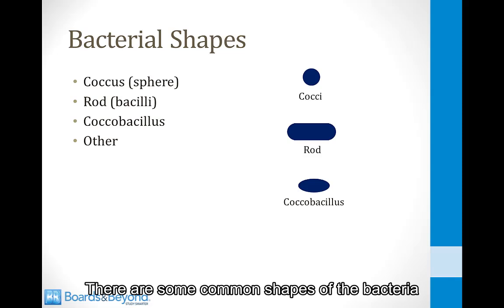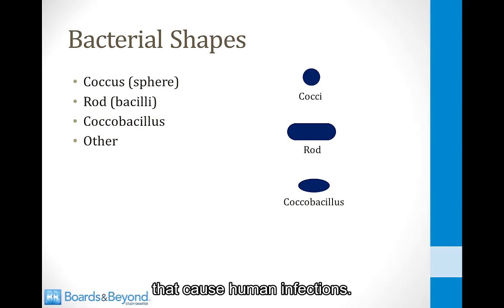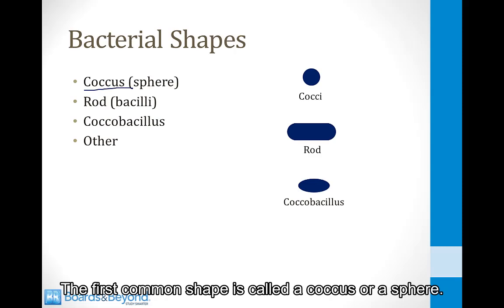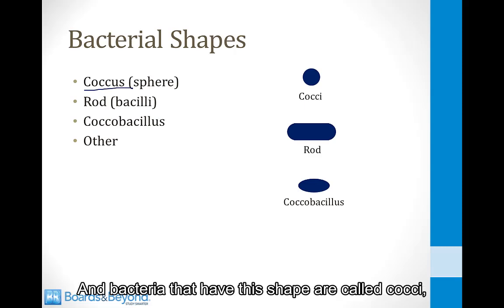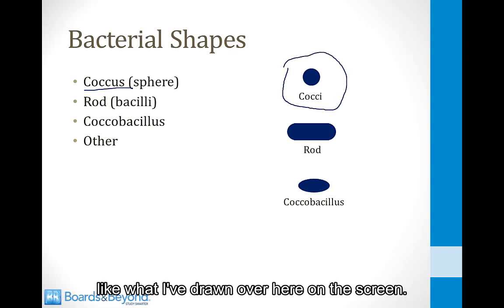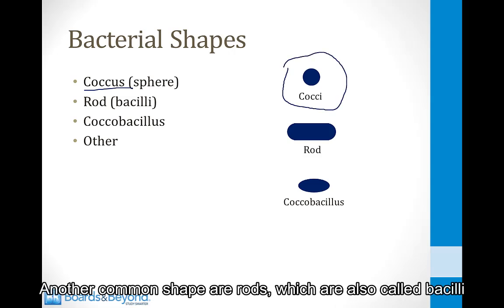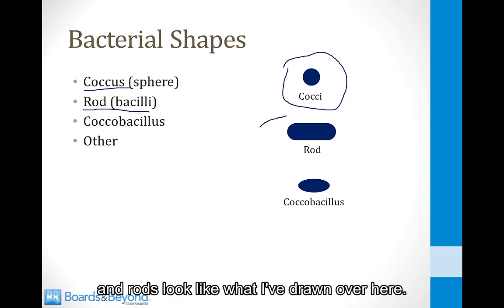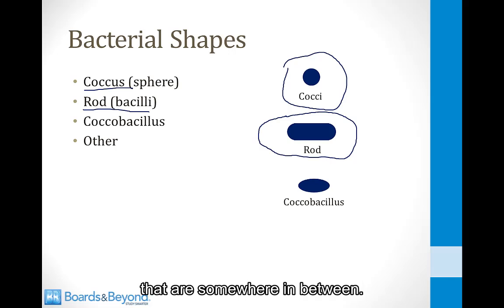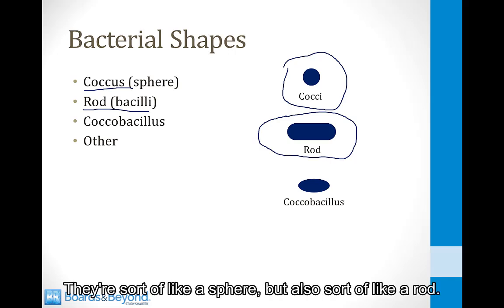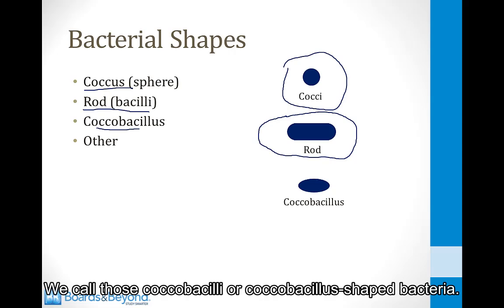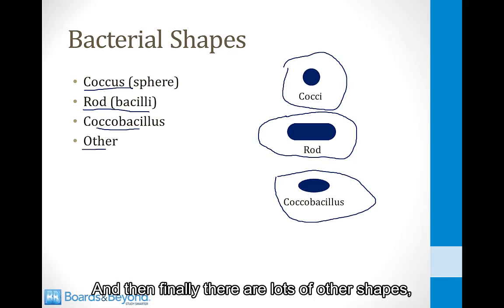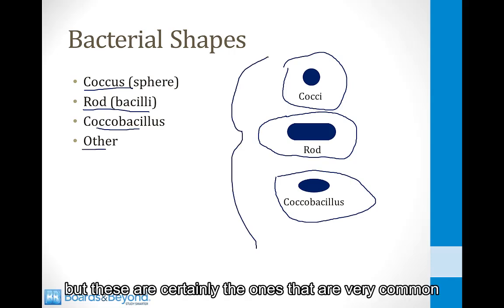There are some common shapes of the bacteria that cause human infections. The first common shape is called a coccus, or a sphere, and bacteria that have this shape are called cocci, like what I've drawn over here on the screen. Another common shape are rods, which are also called bacilli, and rods look like what I've drawn over here. And then there are some bacteria that are somewhere in between. They're sort of like a sphere, but also sort of like a rod. We call those coccobacilli, or coccobacillus-shaped bacteria. And then finally, there are lots of other shapes, but these are certainly the ones that are very common.